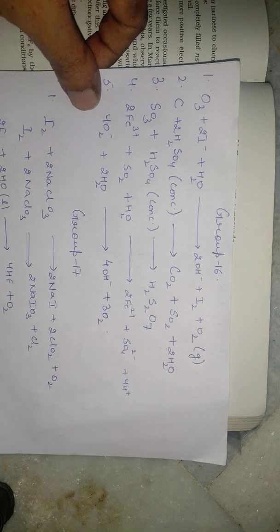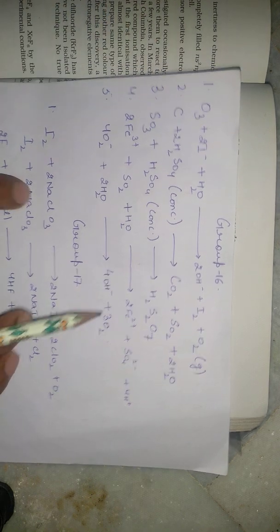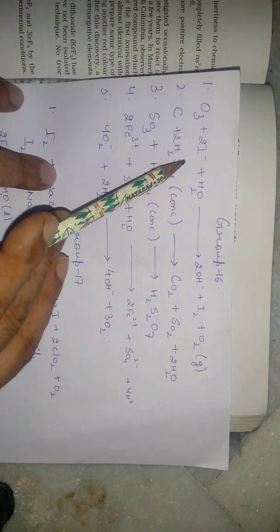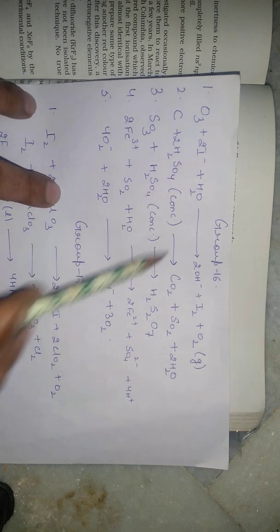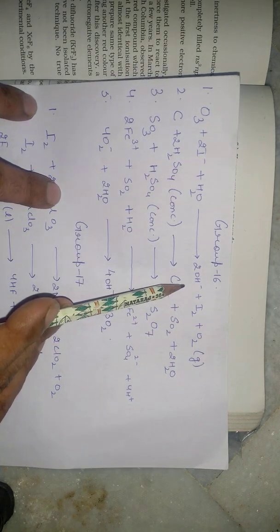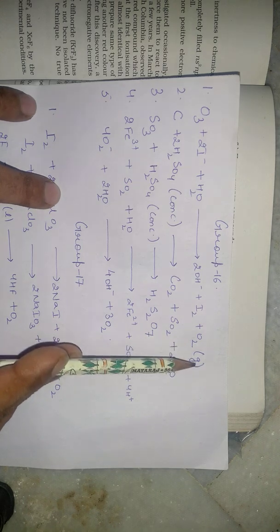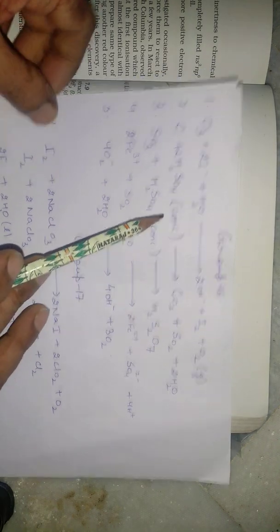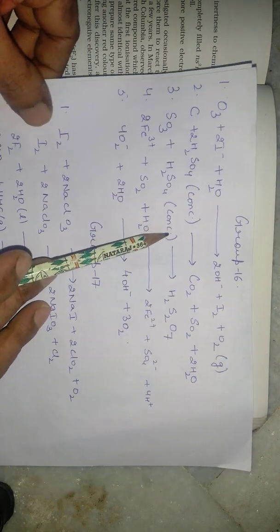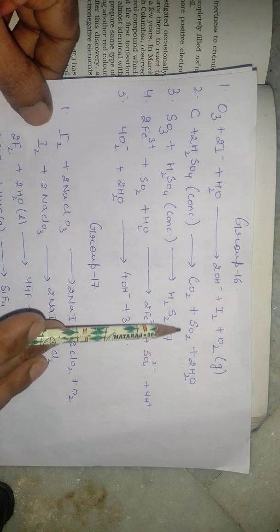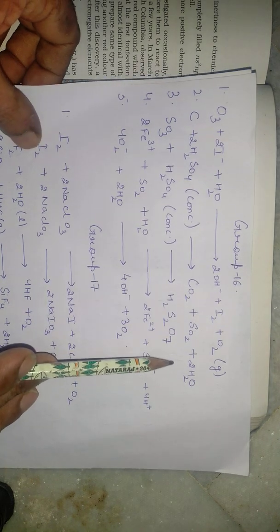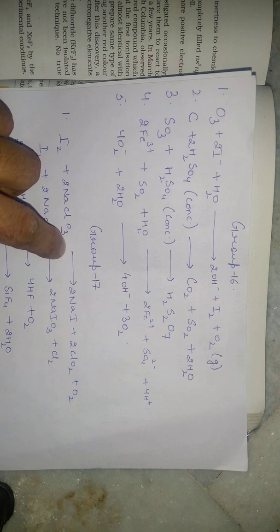Let's discuss group number 16 elements first. The first reaction is ozone, O3, reacting with iodide ion in water, resulting in the formation of hydroxide ion and iodine, and oxygen gas is liberated. Second, when carbon reacts with sulfuric acid, it results in the formation of carbon dioxide and sulfur dioxide, and water is formed as a byproduct.